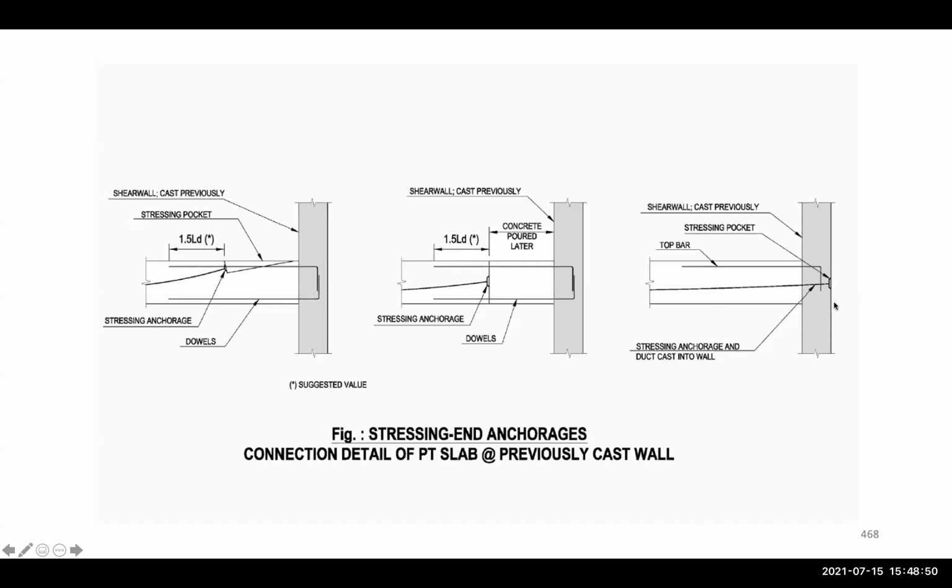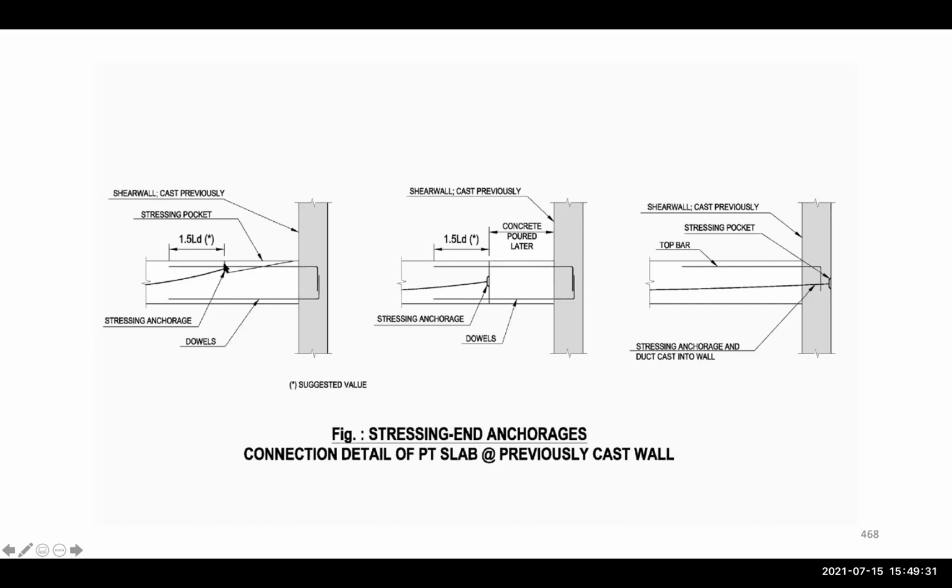Here we can have, as you can see, this is the stressing pocket. It's at the end of the wall that is existing from before, or that was maybe not existing but cast before the slab. It could be done here. This concrete is poured later, and that's where the stressing is done. And then you have these rebars coming out of the wall at the time of casting the wall, and then also it could be done something like this here.